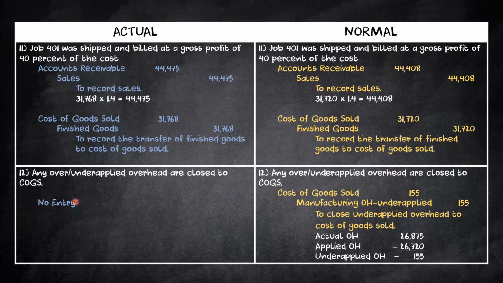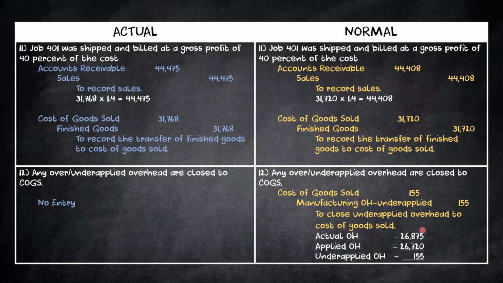Yes, it is because ang in-apply na nga nating overhead is yung actual incurred overhead. Kaya, sobrang imposible na meron pa tayong over or under applied or imposible na may ma-record pa tayong variance. Now, let's look at the normal costing. Tingin muna tayo dito sa computation. Ang actual overhead natin is 26,875. Ang applied overhead natin ay 26,720 lang.